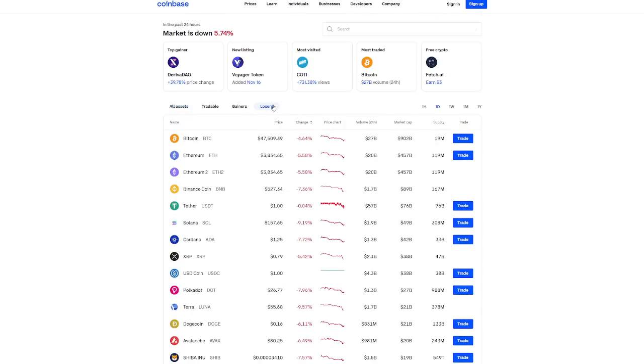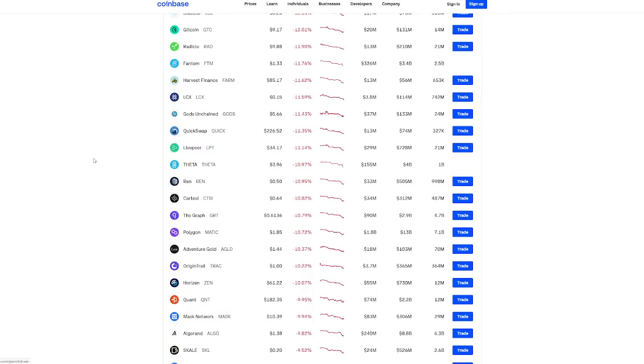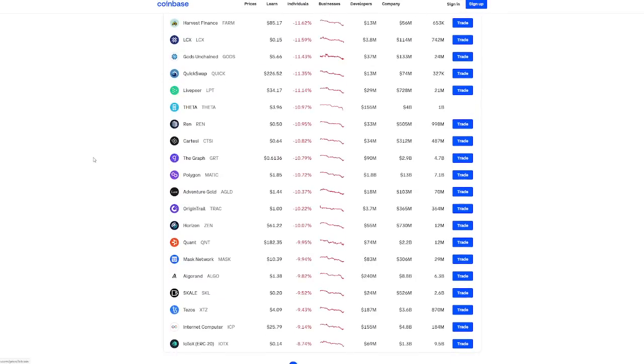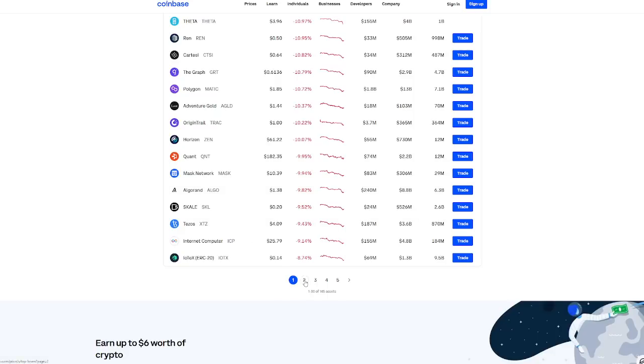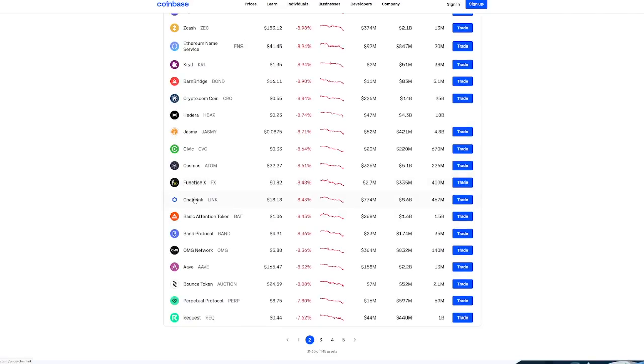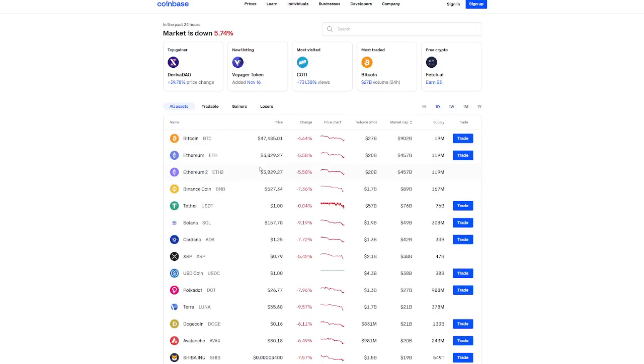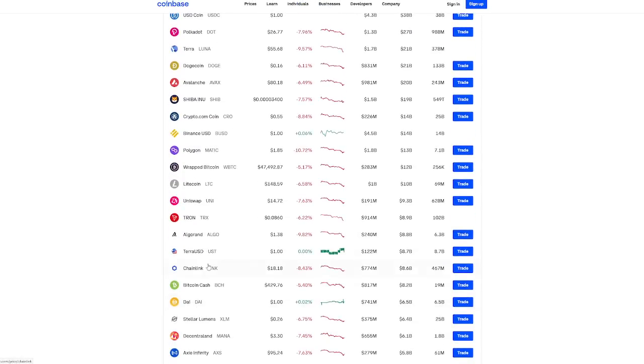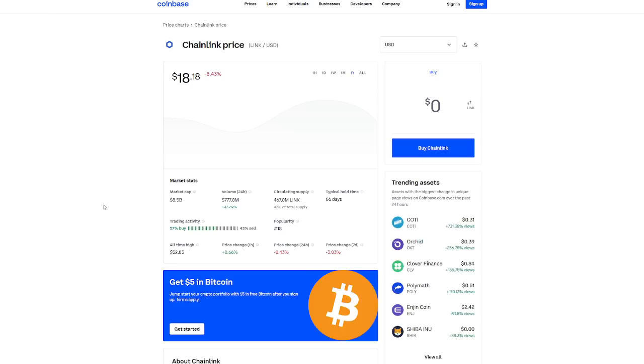So if we continue on to the loser section, there's going to be a lot of losers. And I mean, everything is kind of tanking at this point during this massive dip. Well, if we take a look at page two, this is where we're going to see Chainlink. And Chainlink's always been one of those coins that, in my opinion, has huge, huge potential because of what it is, because of what this coin provides to this really crypto space.